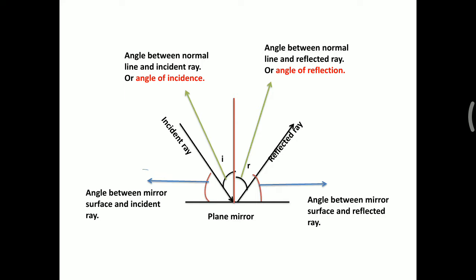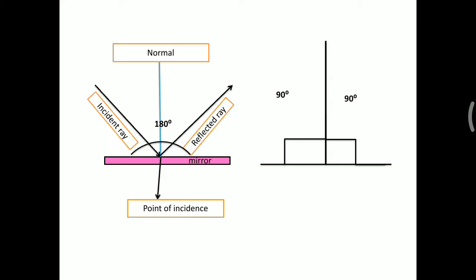The first angle is the angle of incidence, that is the angle between the normal line and the incident ray. The second angle, angle of reflection, is the angle between the normal line and the reflected ray. The third one is the angle between the mirror surface and the incident ray. The fourth angle is the angle between the mirror surface and the reflected ray. And also you know that for a straight line, the total angle is 180 degrees. The angle between the normal line and the plane mirror surface is 90.